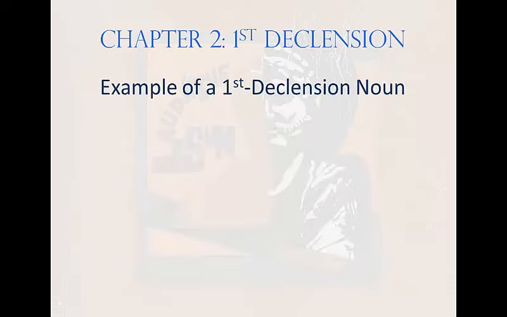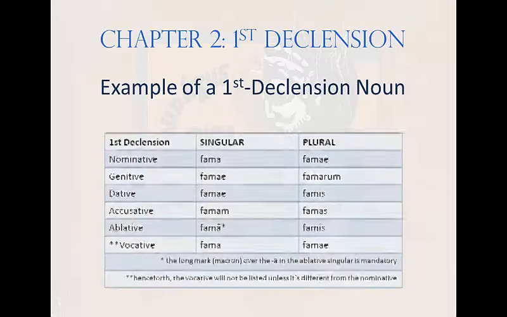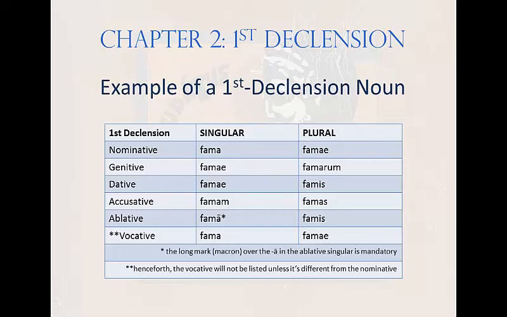Now let's learn how to form a full Latin noun by taking these endings and attaching them to the end of a noun base. The word I'm going to use is fama, which means reputation. Its base is fam. To this base, add the endings you just memorized, and you have a full Latin noun. The result is fama, famai, famam, fama, vocative fama. In the plural, famai, famarum, famis, famas, famis, and the vocative plural, famai.